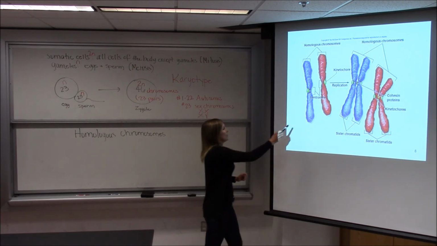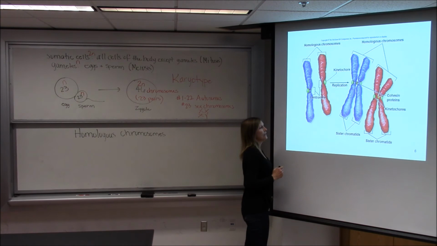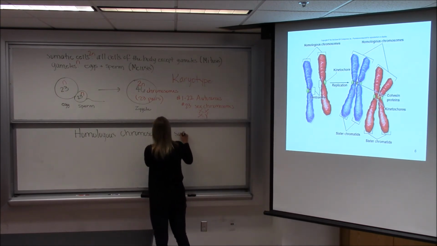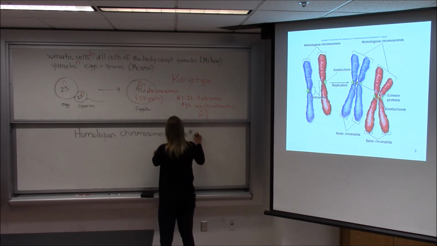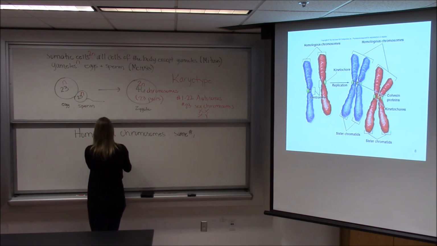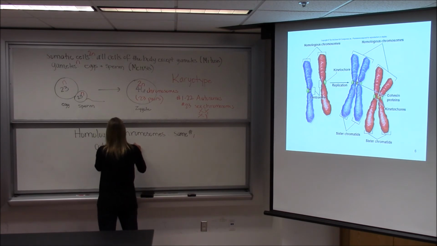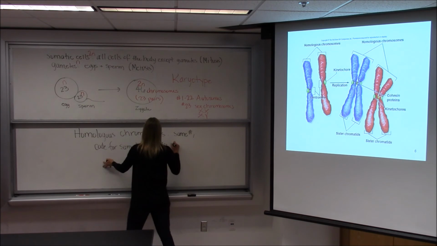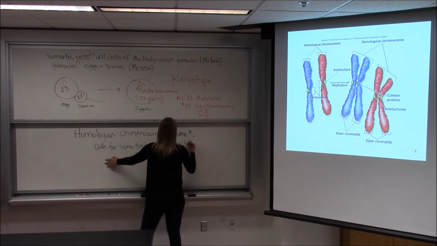So these are both chromosome number 1. They're called homologous chromosomes. They have the same number, but more importantly, they code for the same traits in the same locations.